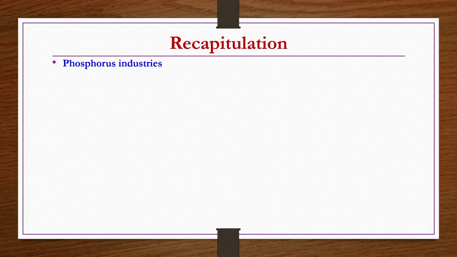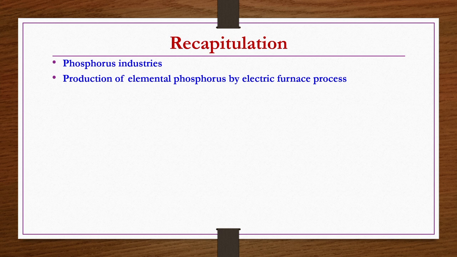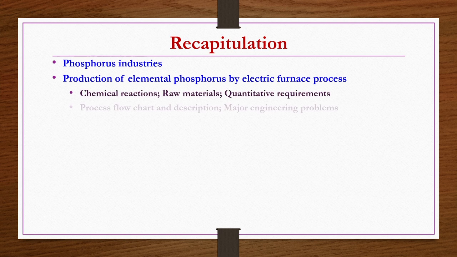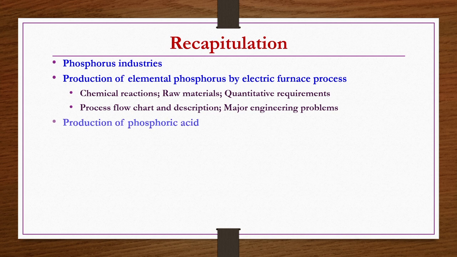Recapitulation of previous two lectures. We started discussions on phosphorus industries, how it compares with nitrogen industry, etc. Then we started discussion on production of elemental phosphorus by electric furnace process, under which we discussed its chemical reactions, raw materials, quantitative requirements, process flowchart and description, major engineering problems, economics and uses, etc. Those things we have discussed. Then we started our discussion on production of phosphoric acid.